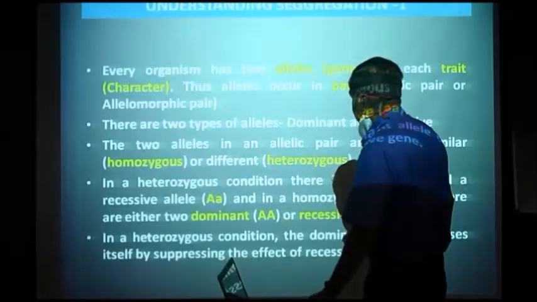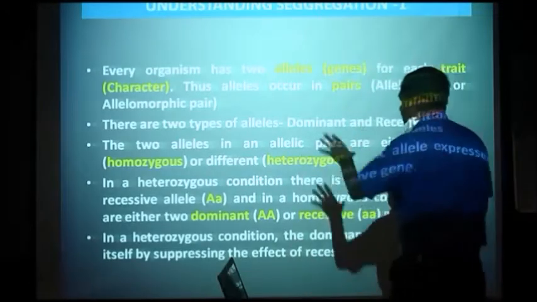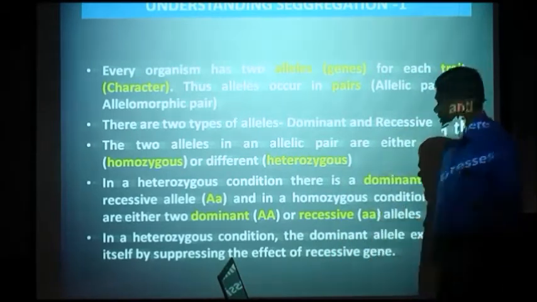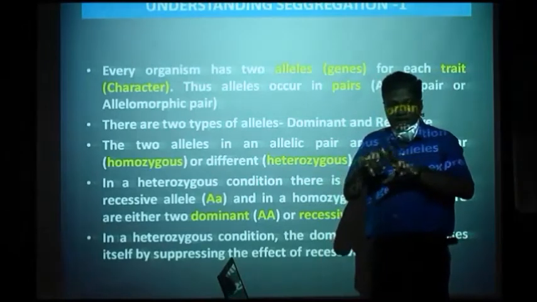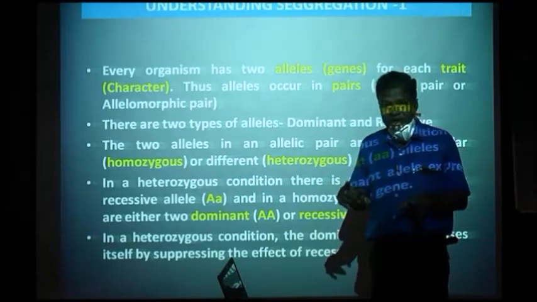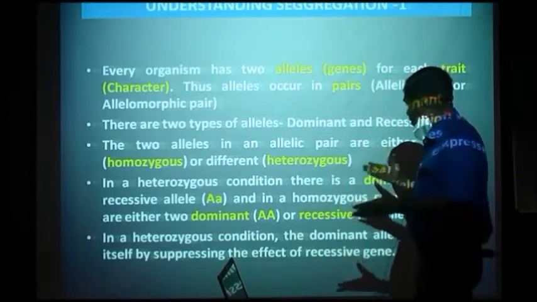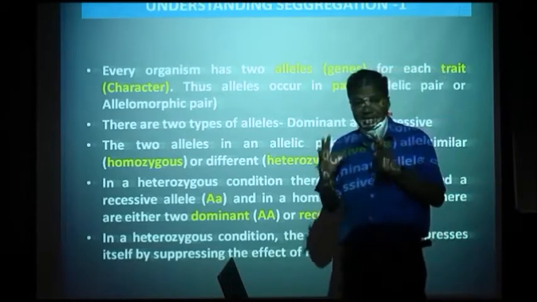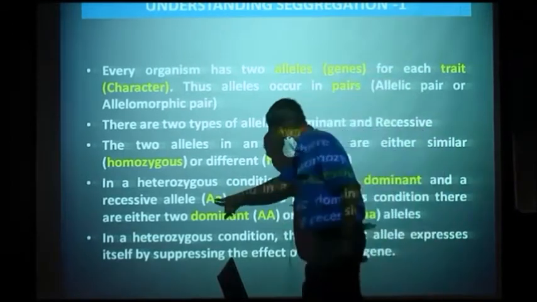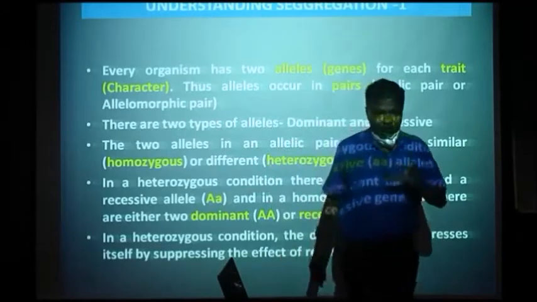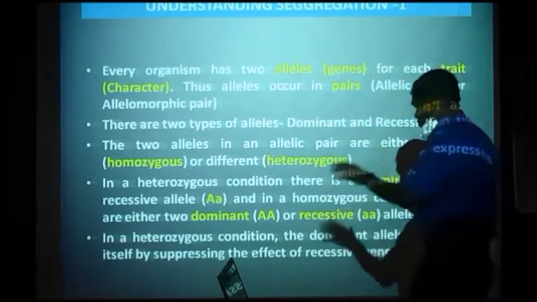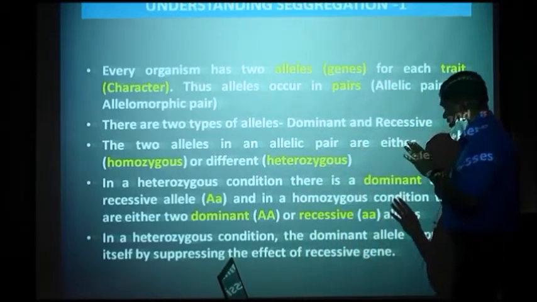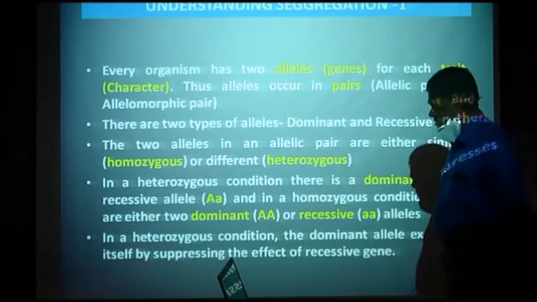Every organism has two alleles for a character or trait. Now, if the two alleles are same, we call it homozygous, and if they are different, we call it heterozygous. When the condition is heterozygous, that is when there is a dominant and a recessive factor or gene, then the dominant expresses itself. That is called the principle of dominance.